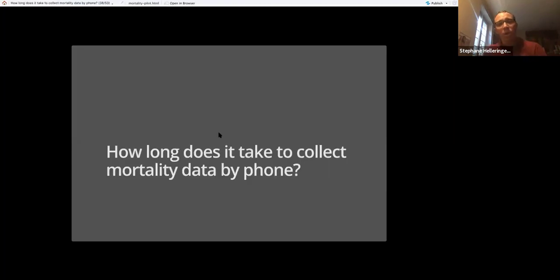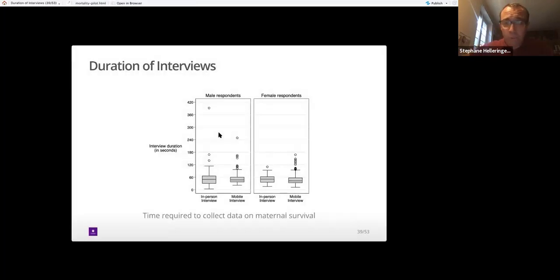Okay, now how long does it take to collect data by phone? Because that was one of the concerns regarding including this data in other mobile phone surveys. Well, the short answer to this is that it doesn't take longer to collect than in-person surveys. Here we have the duration in seconds to collect data on maternal survival. So that's data that we use to estimate, for example, mortality at older ages in a population. And that usually takes less than a minute to collect.